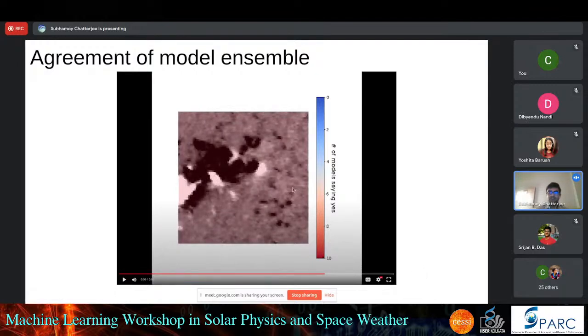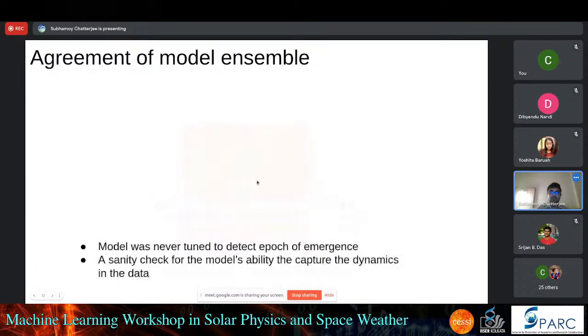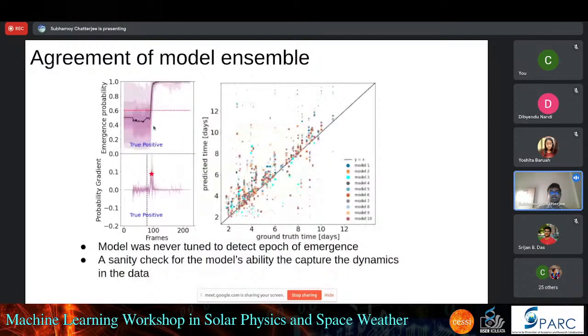So this is the approach that we take to use the model ensemble and repurpose them to find the time of emergence. We have this ensemble of models, and at each truncation level we take the inference of the model and see the spread of that, and see where the median prediction goes below that tuned probability threshold of 0.6. Or there is another approach where we take the median and take the gradient of that at each frame number and see where the gradient is maximum, and that is what we call the time of emergence, right?